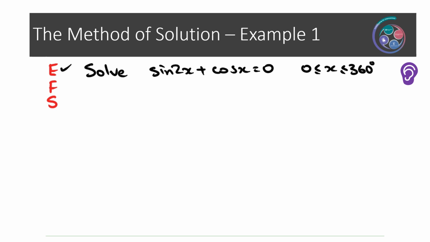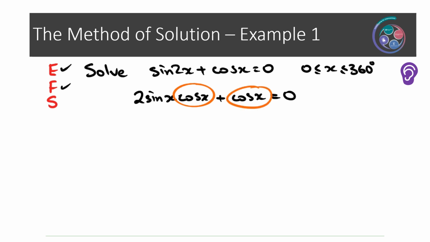The first thing we do is expand. Sine 2x, we know the expansion for that is 2 sine x cos x. Plus cos x, can't really do an awful lot with that, is equal to 0. Now equal to 0 is quite important all the way through these examples. Factorising: how do I factorise this? Looking at the expression, I can see a cos x here and a cos x there, so I'm going to take that to the outside as a common factor, and that leaves me inside with 2 sine x plus 1 is equal to 0.